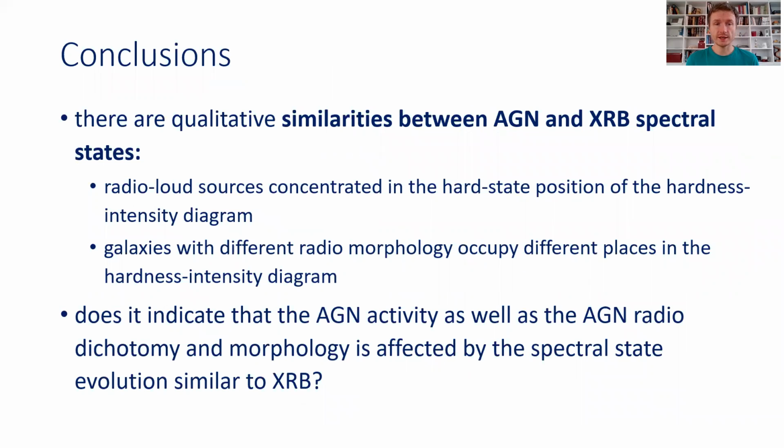So my conclusions are that there are qualitative similarities that we see between the AGN and X-ray binary spectral states, and that the difference of the position according to radio morphology might be an indicator that the morphology can be affected not only by the environment, but also by the spectral state evolution that might be similar to X-ray binaries.